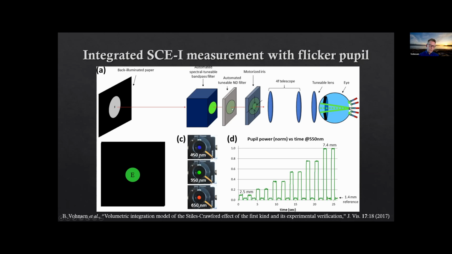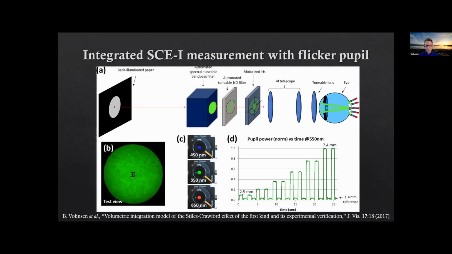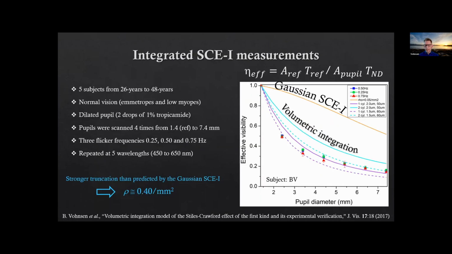What they do is they tune the transmission of this liquid crystal tunable ND filter to match the brightness of the small target with the large one. So they would be doing this kind of flicker until they are happy with the match. Then they move on to a larger diameter and so on and so forth. So completing this measurement, you have the points dotted here for different frequencies. In this case, it was in my own eye.